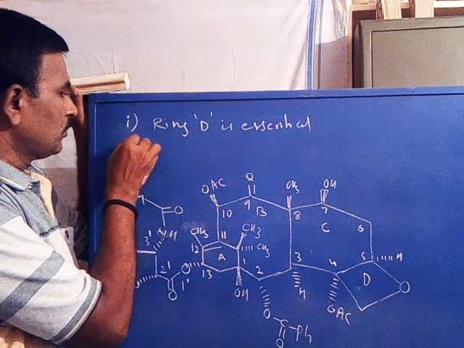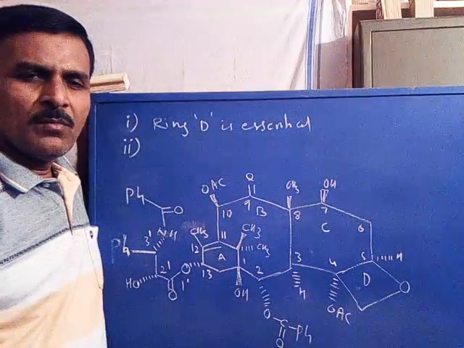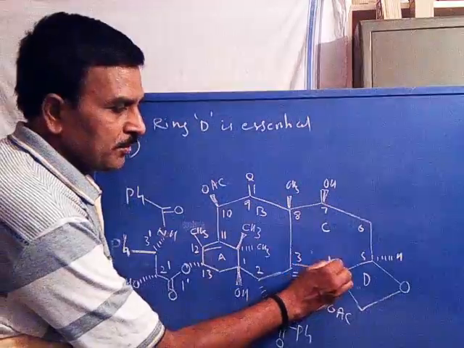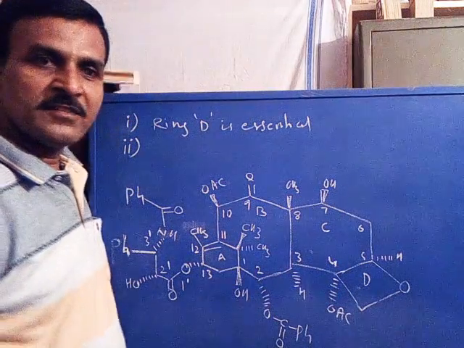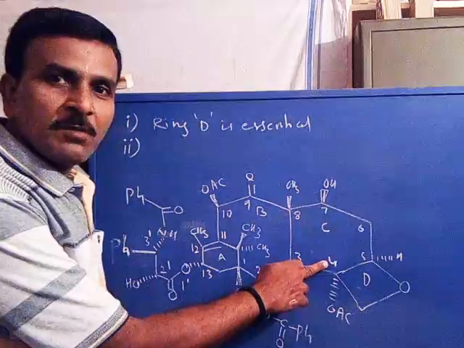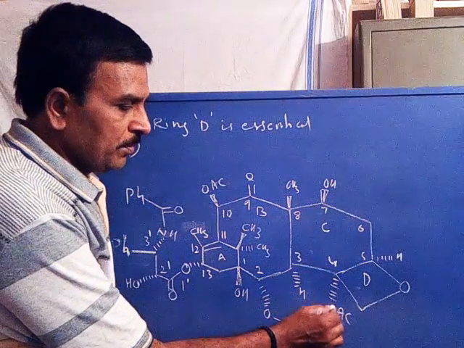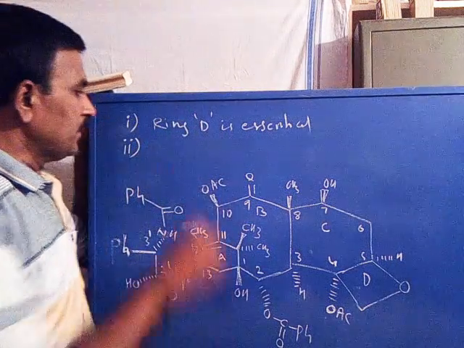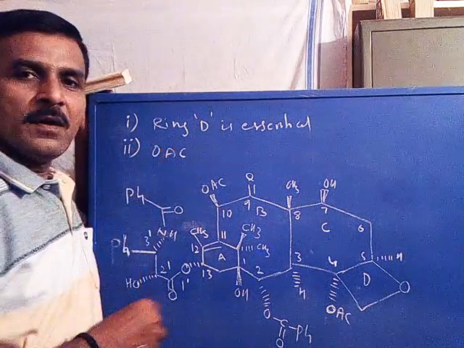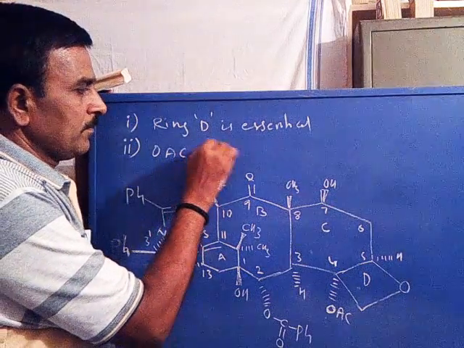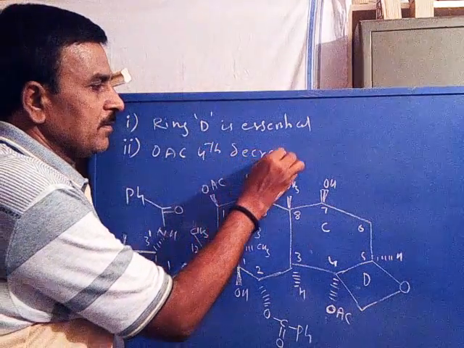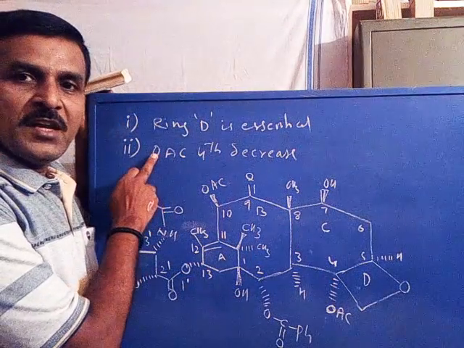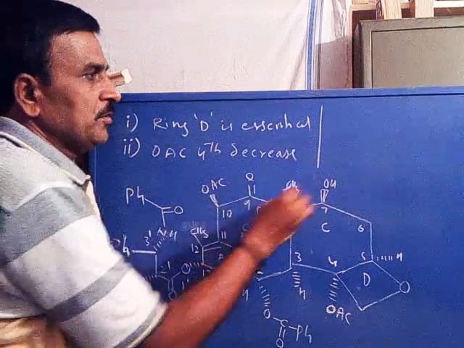Number two, OAc, removal of OAc at 4th carbon. This is 4th carbon. Removal of the OAc group at 4th carbon decreases the activity. So removal of OAc group at 4th carbon decreases its activity.